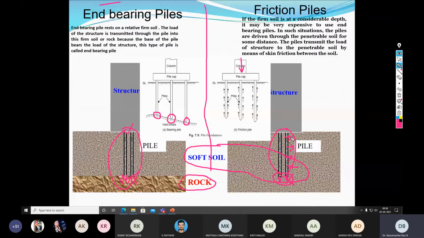Ultimately, you have to meet the criterion of the load, the superstructure load. So as the soil becomes further soft, you may require more and more length of the pile.